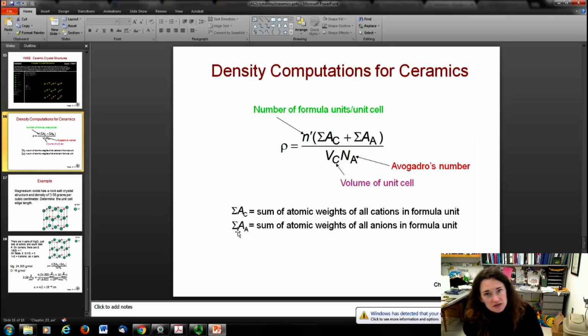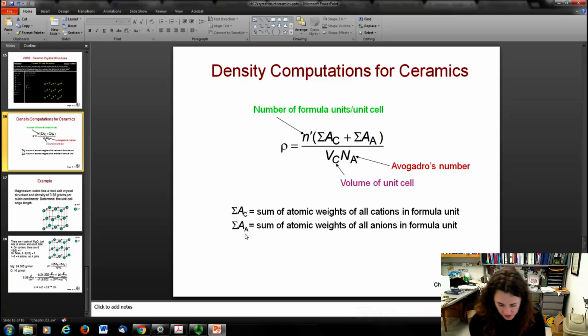Now, since we are talking about crystalline structures, you can actually calculate theoretical densities for the ceramics based upon it. Of course, with defects and things, the real density will be lower than the theoretical, but it does give you a target value. The formula associated with density computation, your density rho, is equal to n prime, where n prime is the number of formula units per unit cell, multiplied by the sum of the atomic weights of your cations and your anions, and you divide by the volume of a cell and Avogadro's number. I'll do an example for you now because an example is worth a million words.